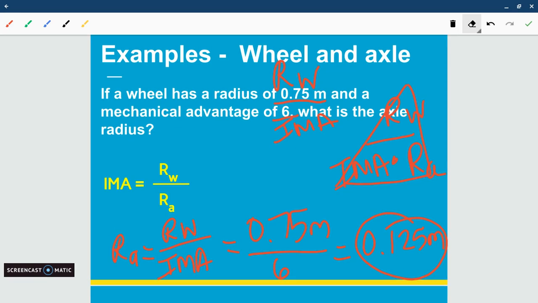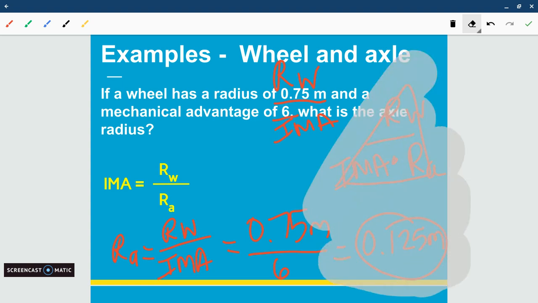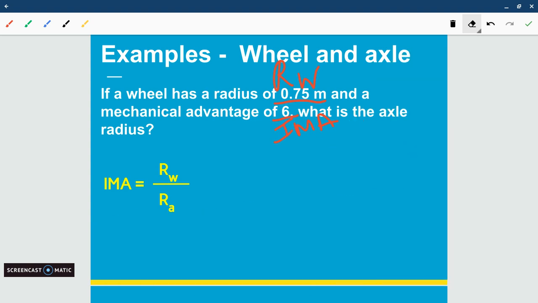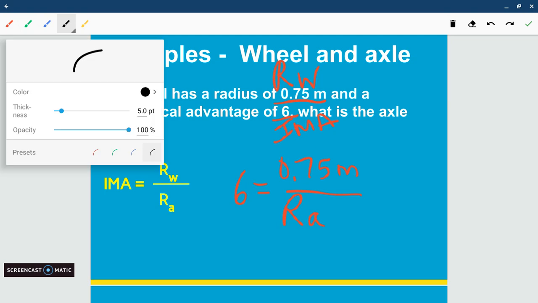I'm going to just erase what I just did out of here. This one would be set up that your IMA is 6, so I would have 6 equals the radius of the wheel, 0.75 meters, over the radius of the axle. First step is to multiply both sides. I'm going to use a different color there. That green does not show up very well.